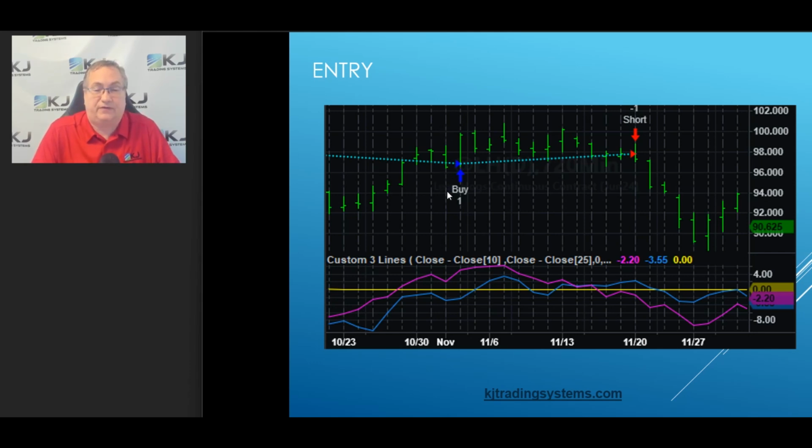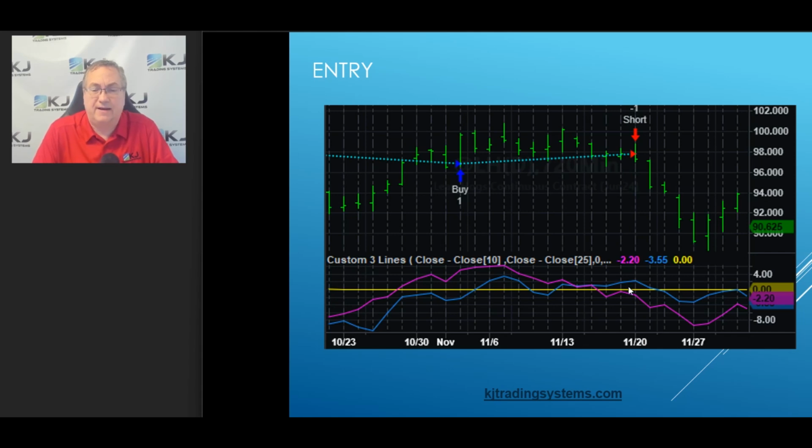So you focus on the signal bar, the bar before it buys, and you see this momentum is above 0. The second momentum is below 0. And here's a low, and the signal bar low is less than that. And so then it buys at the open.